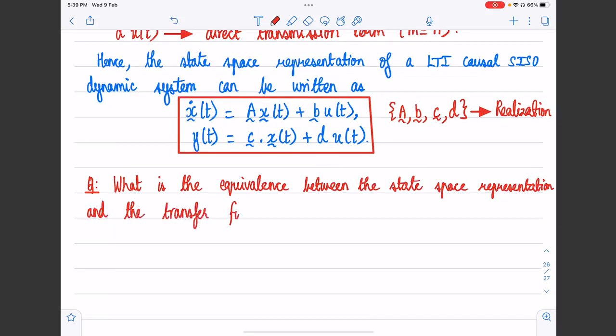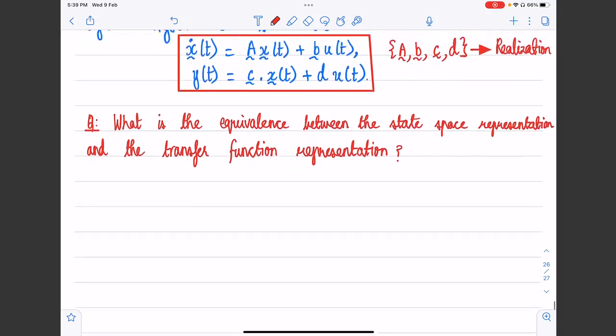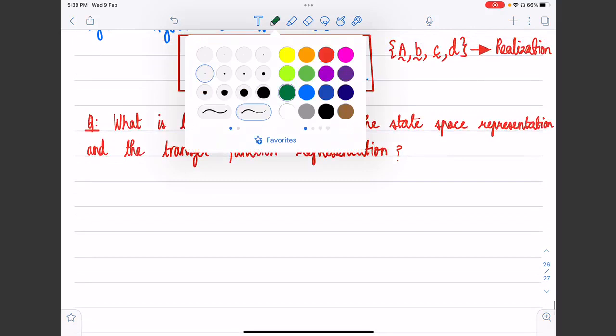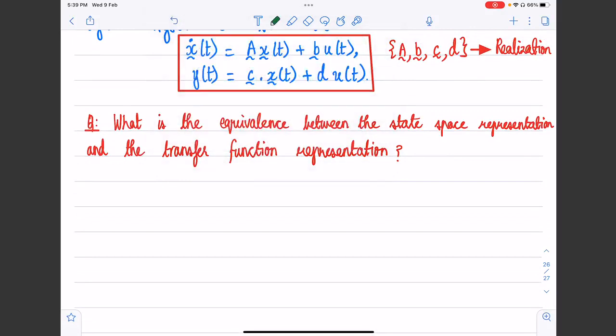handle the equivalence, right? So when we use one representation, how do we keep track of the concepts associated with the other representation, or some insights which we may be obtaining from the other representation? Okay, so it's important for us to answer this question, right? Obviously there is an equivalence, right?